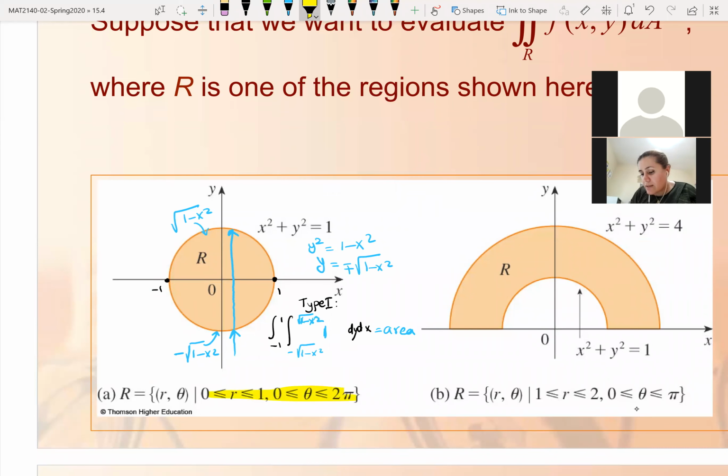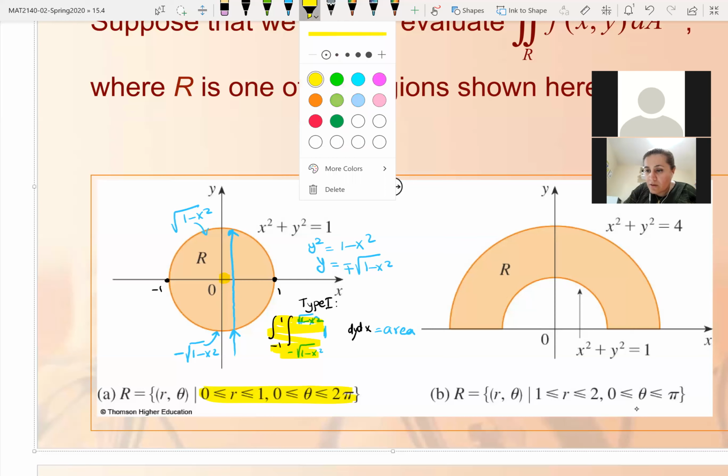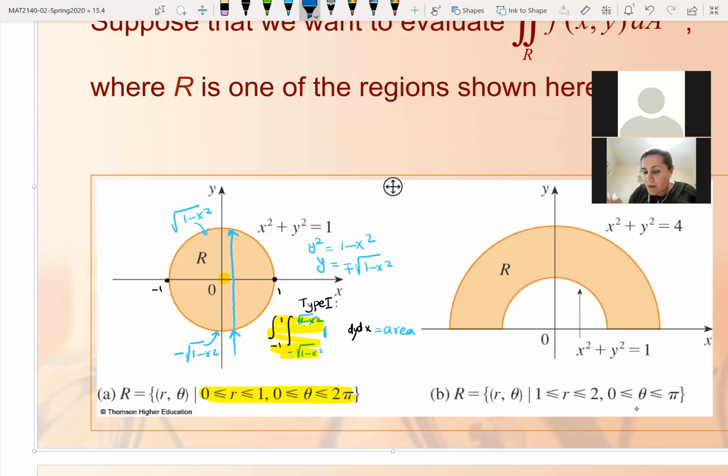As you see, this is just easily writing the same thing in polar. How does it work? My radius is moving from 0 to 1. It's always from 0 to 1, because that's the radius of the circle. All the way, it's always from 0 to 1.